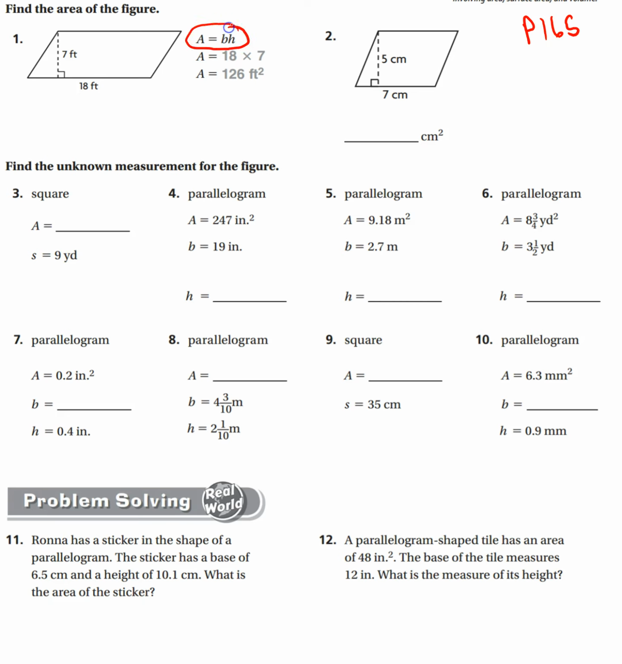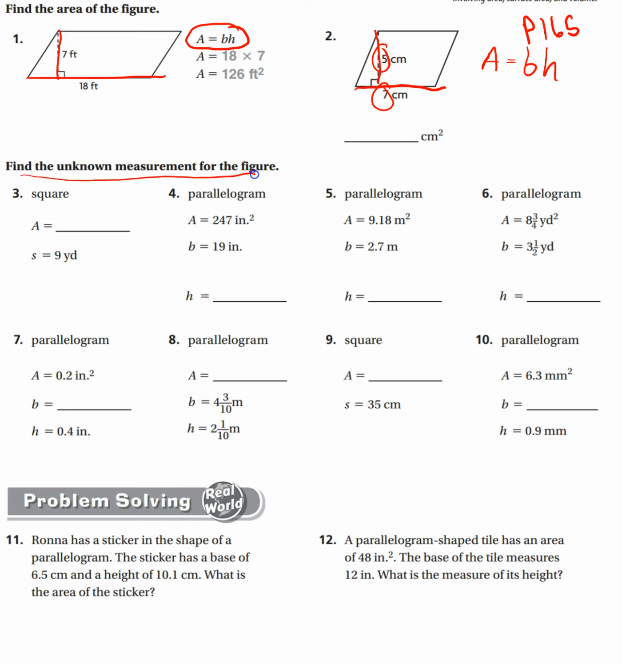The formula is area equals base times height. Base is 18, height is 7. Multiplied that out, got their answer. Here, same thing, area equals base times height. So you're just multiplying these two numbers, 7 times 5, and that will give you your answer there. I'll let you go ahead and do that math.